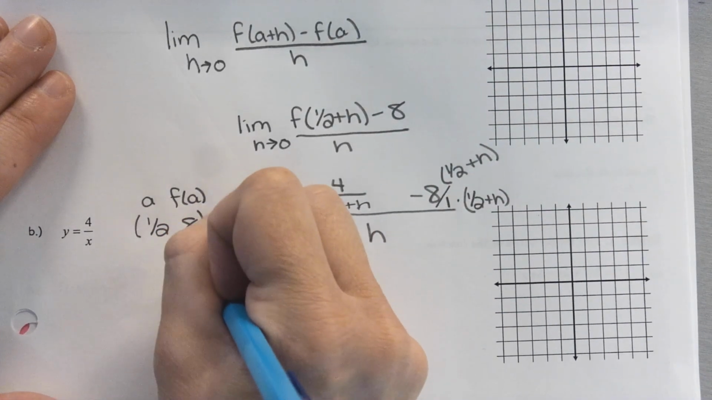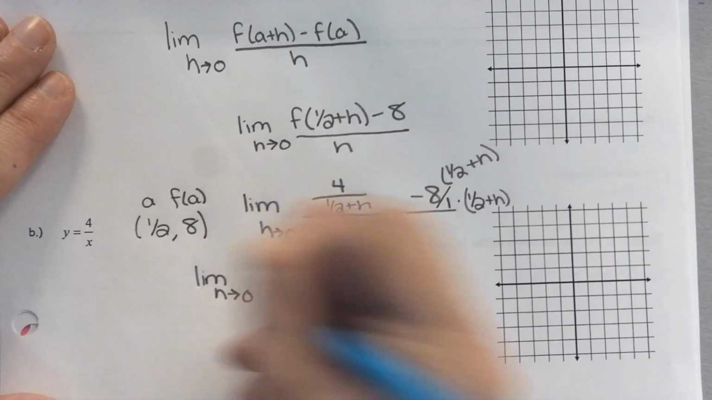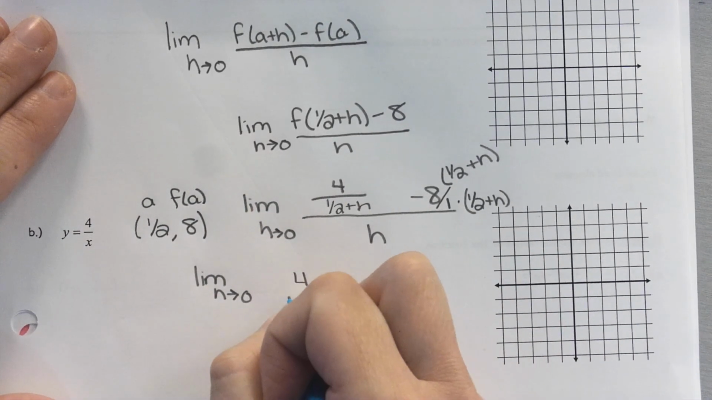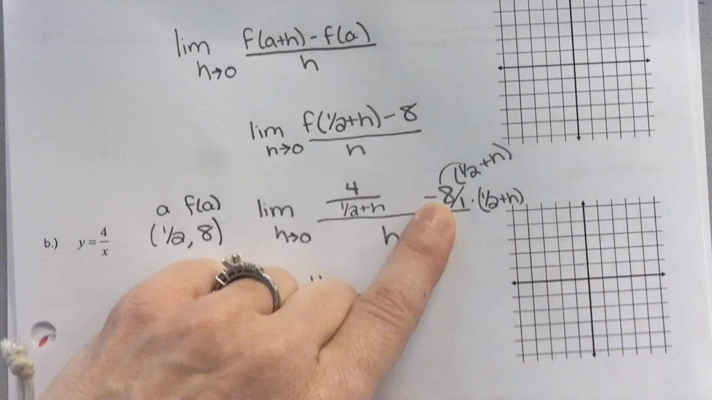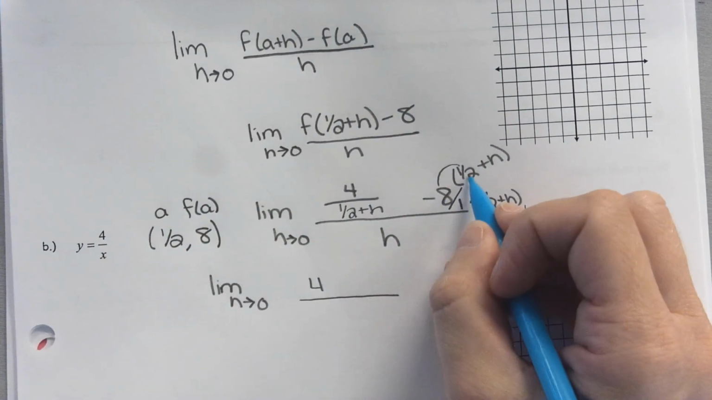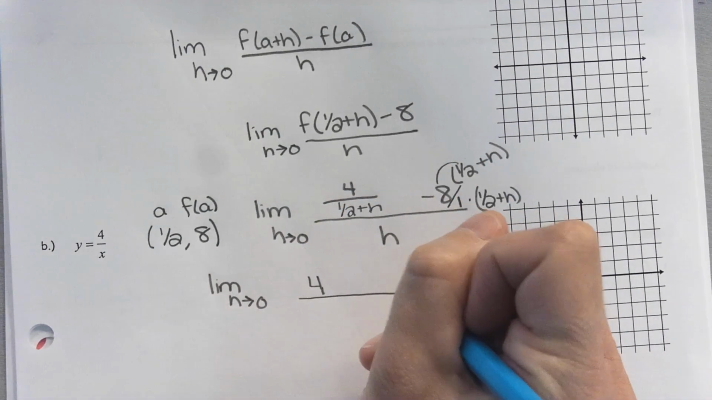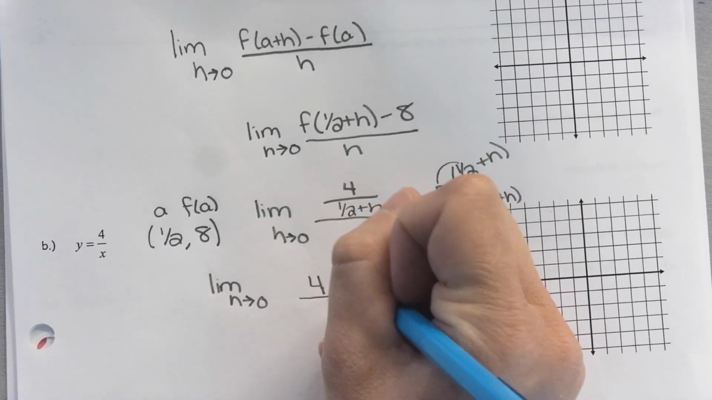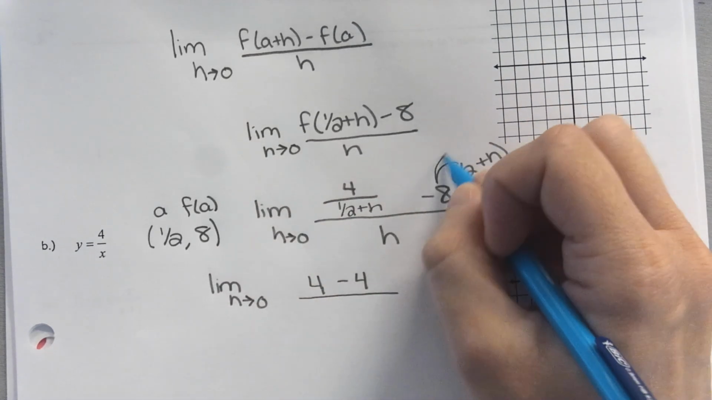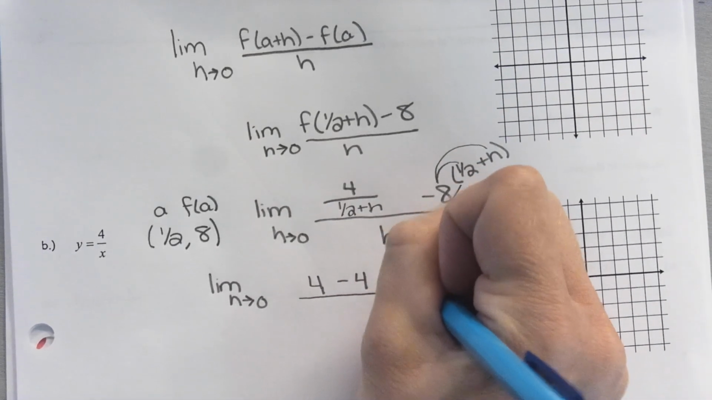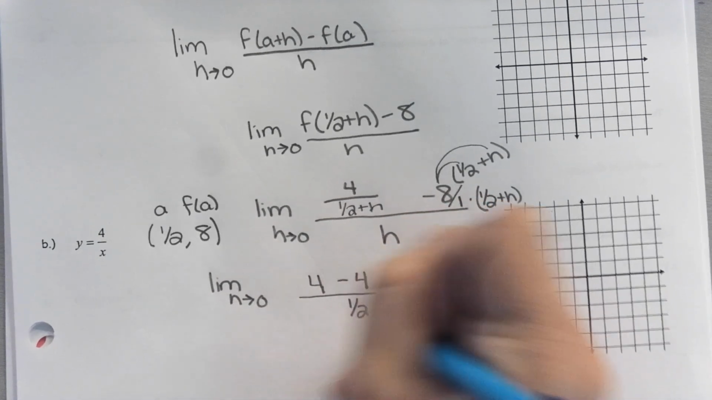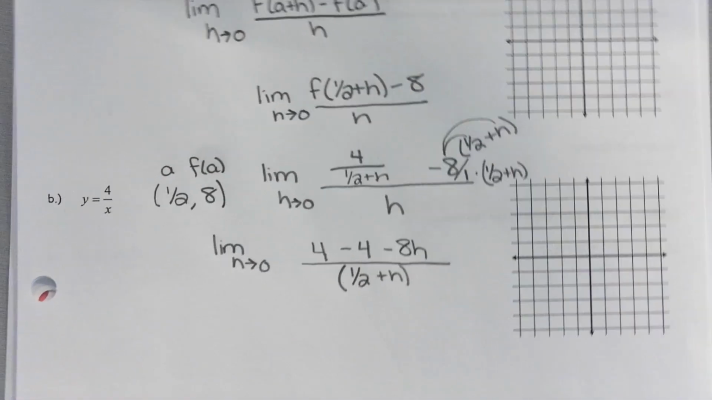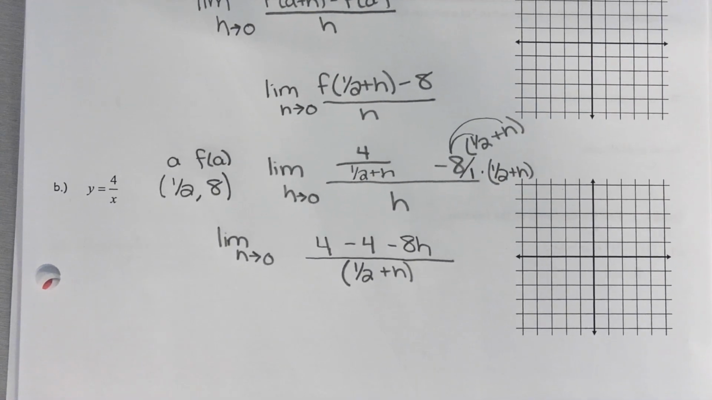All right. Here we go. The limit as h approaches 0 of 4. I'm going to make just one fraction this time. So when I distribute, what's this going to give me? The -8 times the 1/2. -4. And then -8 times h, -8h. All over 1/2 plus h. So all I'm doing in this moment, and if you don't like the 1/2, you could even change it to 0.5 if that makes you feel better.